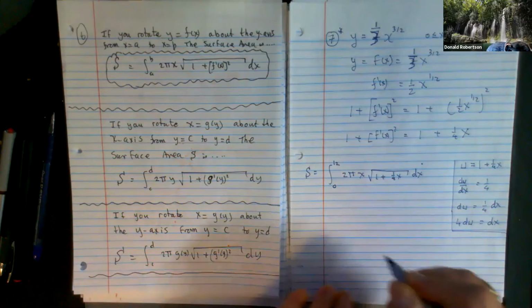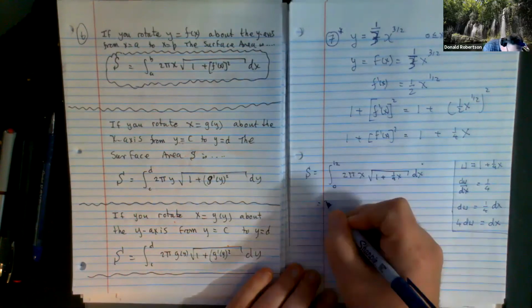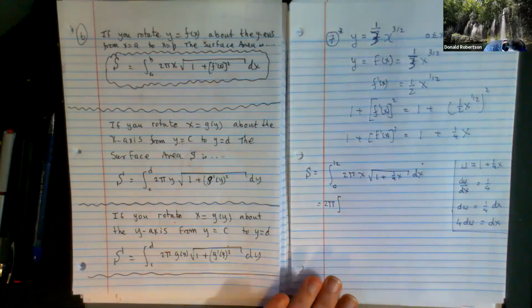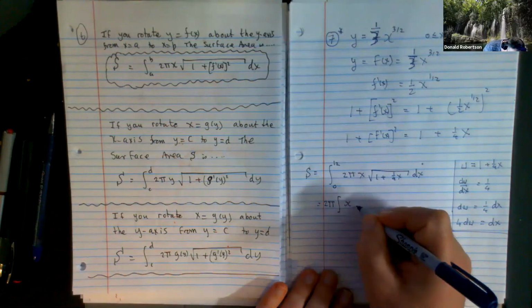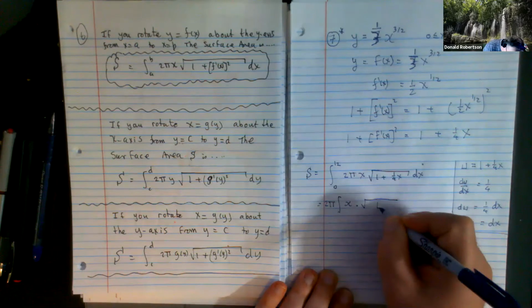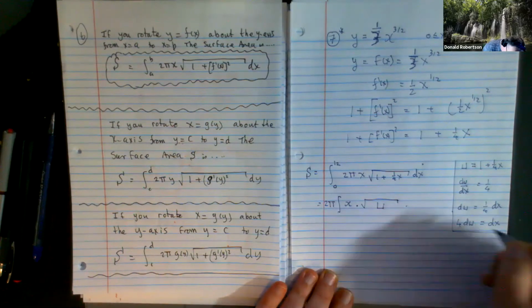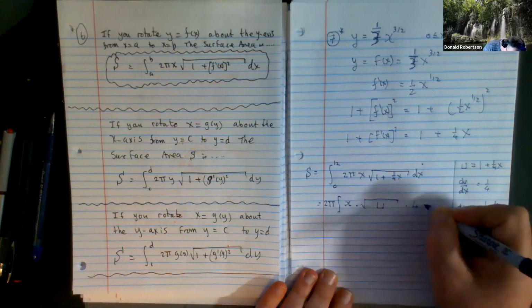I'm going to pull out the 2 pi because I want to. Remove the limits of integration. I'm going to put in x. I'm going to put the square root of u. And then I'm going to do 4 du.